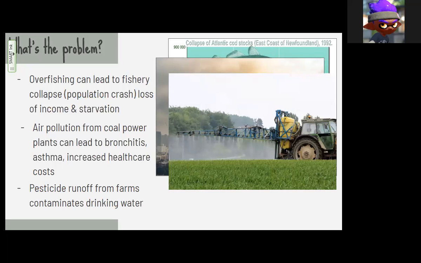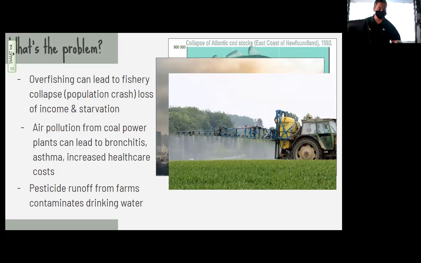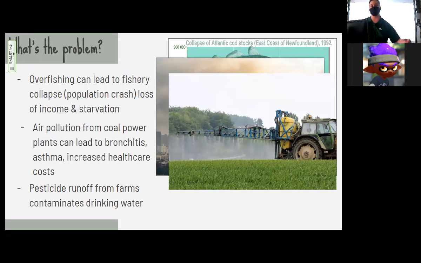Pesticide runoff from farms can go into our aquifers, can go into our lakes and rivers and streams. And the pesticides help the plants grow, help us be able to buy vegetables cheap at the grocery store. But then what does it do to our other ecosystems, and how does it affect other industries?